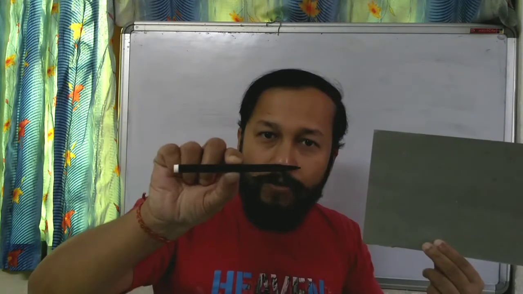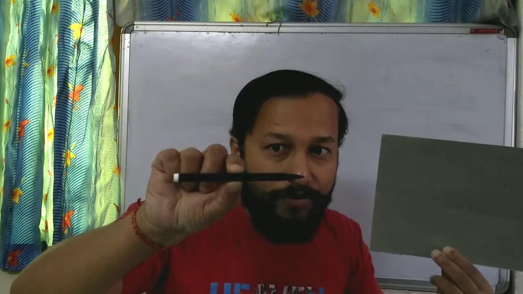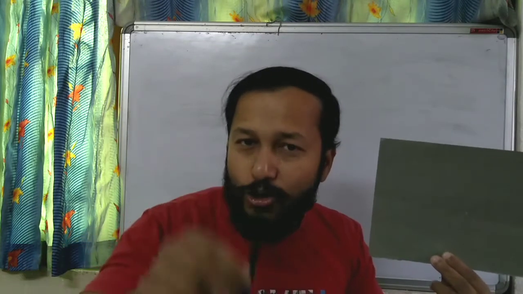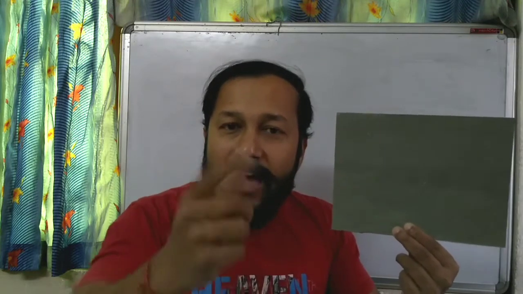First one was linear expansion. The length of the material, the length of the rod increased. So this is linear expansion. And when the area increases, then it is superficial expansion.